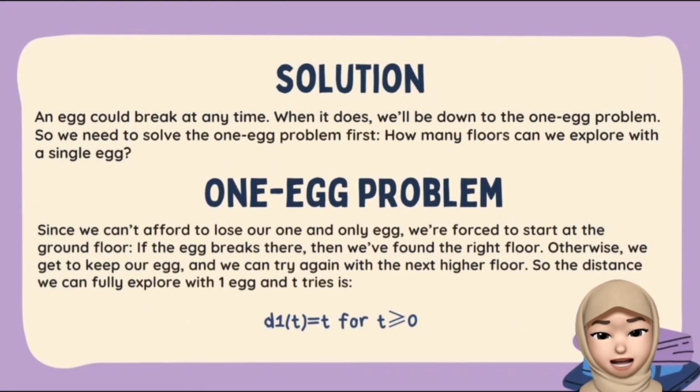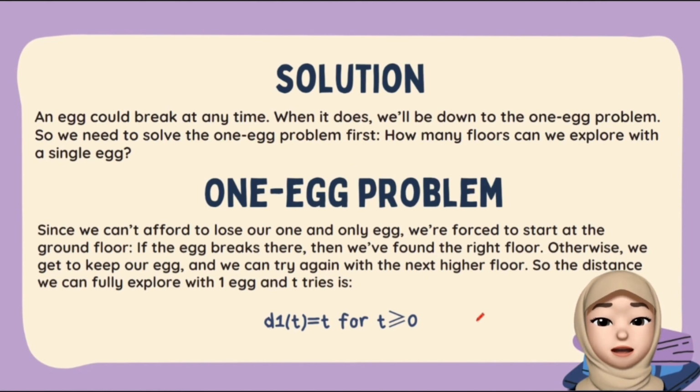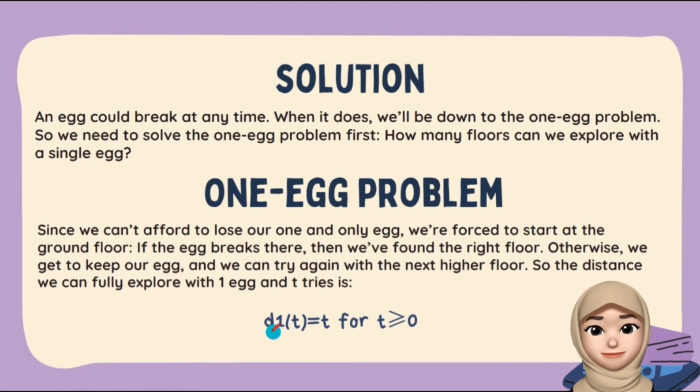So the solution. Before we start any calculation, we have to solve the one-egg problem. This is when we can't afford to lose our one and only egg. So we are forced to start at the ground floor. If the egg breaks there, then we have found the right floor. Otherwise, we get to keep our egg and we can try again with a higher floor. So the distance we can fully explore with one egg and T trials is D1(T) equals T. D1 means you have one egg, and the bracket T means the number of trials equals T. So T needs to be greater than or equal to 0.